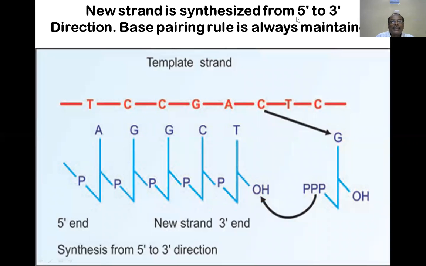The new strand is synthesized in the 5' to 3' direction. The base pairing rule is always maintained. So taking the dictation from the mother strand, the parent, the next daughter strand is getting joined one by one. From the adenine, thymine, from the dictation of guanine, cytosine, nucleotides come one by one and stand in alignment, and the phosphodiester linkage will be made by the DNA polymerase of Arthur Kornberg.